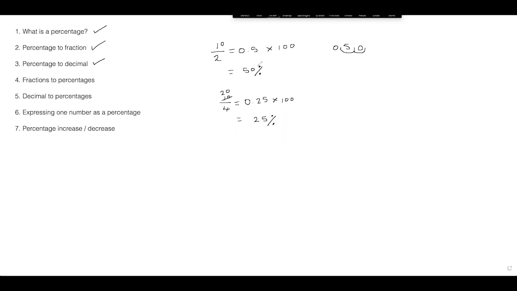It's all about following the process. Once you have the process, it's usually pretty straightforward. And that was fractions to percentages.